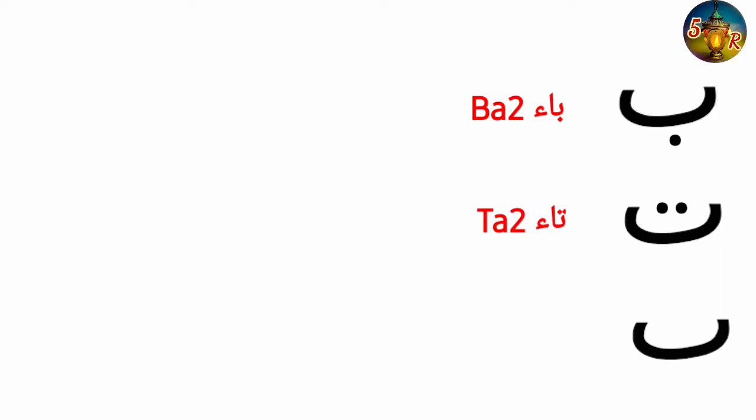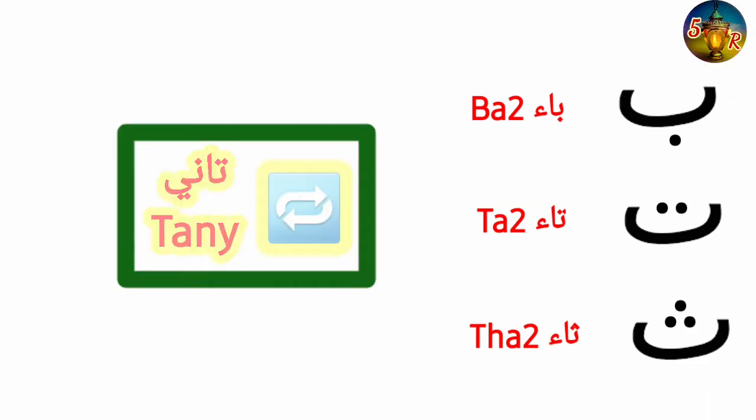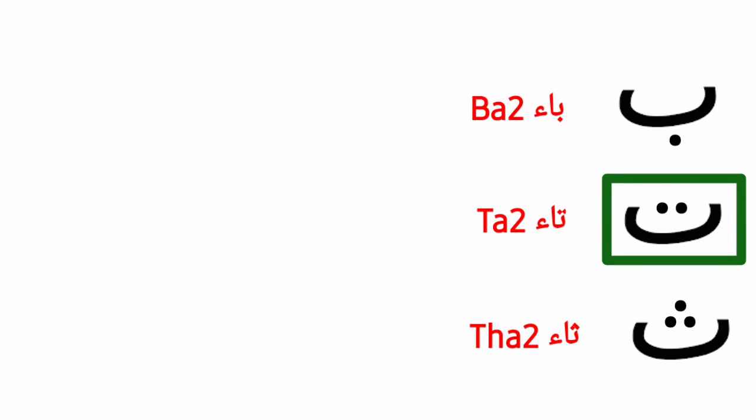The first one, the dot underneath, is called ba. And the second one, the dots on the top, looks like a smiley face, and this is ta. And the last letter out of those three sisters is called tha, you see, with the tongue out, and it has three dots on the top. Tha. So yalla, let's repeat. Ba, ta, tha. Again. Ba, ta, tha.